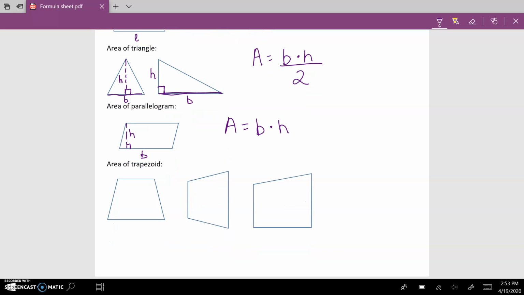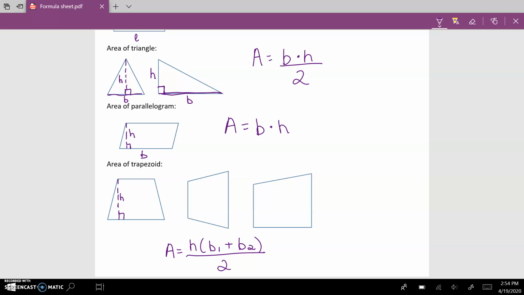And then the area of a trapezoid. So a trapezoid is kind of the oddest one, I think, because it can look like so many different things. So that's why we put the 3 pictures on here. So the area is the height times base 1 plus base 2, all of this divided by 2. Okay, so height, again, is if you drew it in, this would be your height.